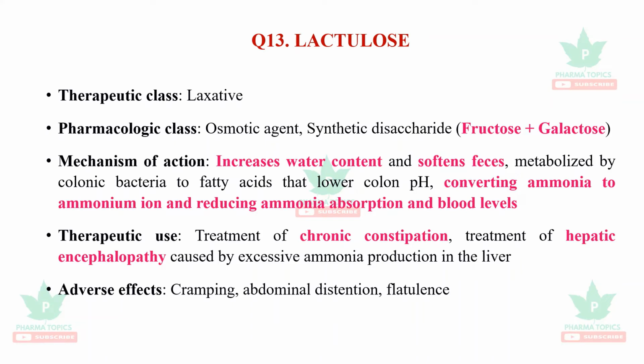It is metabolized by the colonic bacteria to fatty acids that lower the colon pH, converting ammonia to ammonium ion and reducing ammonia absorption and the blood levels of ammonia. It is used in treatment of constipation and treatment of hepatic encephalopathy caused by excessive ammonia production in the liver. It can cause cramping, abdominal distension, and flatulence.